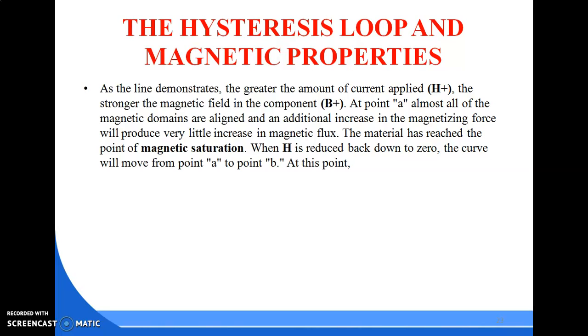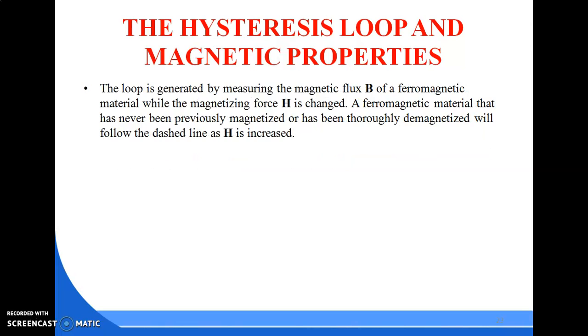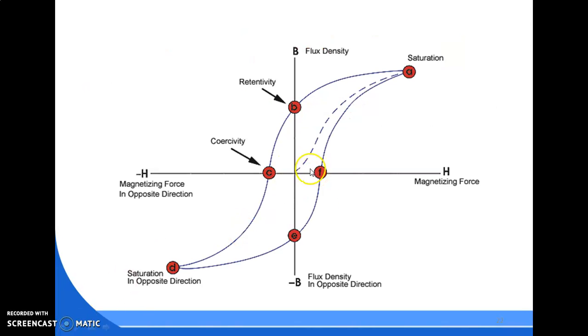When H is reduced back down to 0, the curve will move from point A to B at this point. You can see the diagram here, A to B.